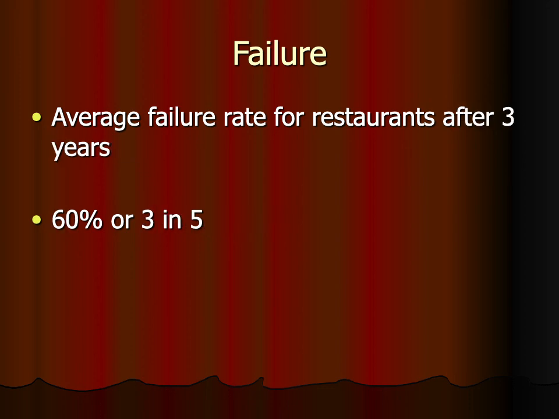So we just talked about the average failure rate for a restaurant in the first year, 23%. The average failure rate for a restaurant after 3 years is 60%, or 3 in 5. And again, it's down to these principles of kitchen management that we're going to learn. And once you know these things, you can go forward and run a very successful restaurant and a very profitable restaurant because you've learned these basic skills.